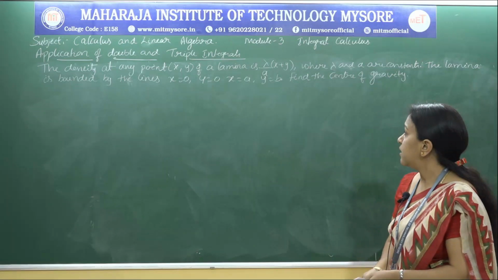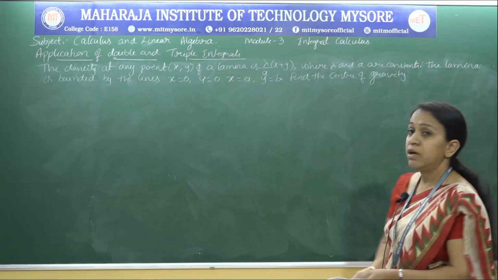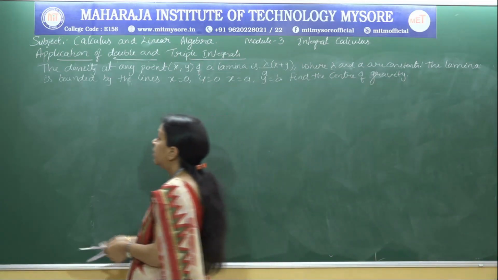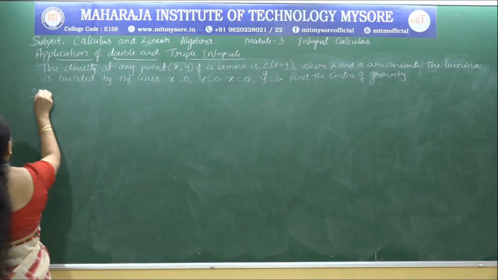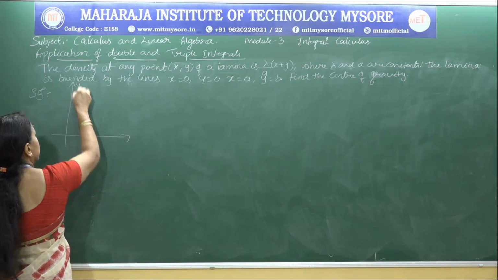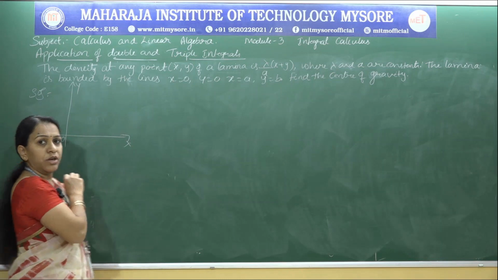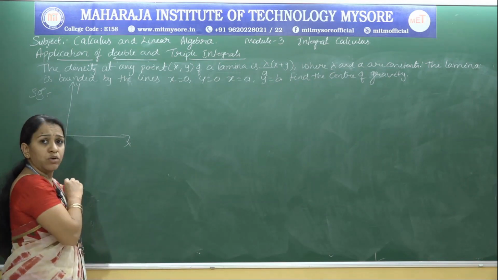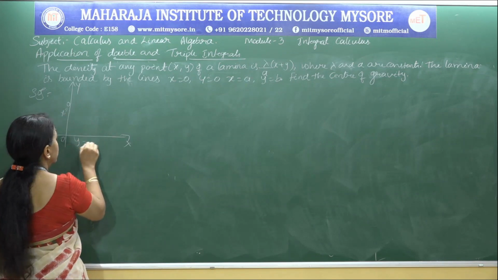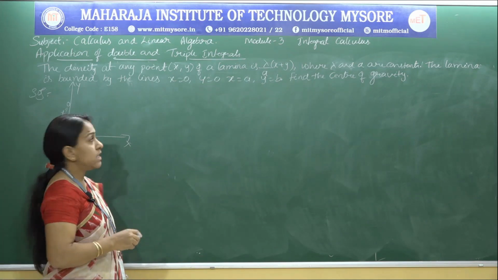So construct the given curve, or rather find what the given lamina is. Using the given lines we can construct it, that is the x and y axes and the origin, right. So x equal to 0 is nothing but the y axis, y equal to 0 is the x axis, right.